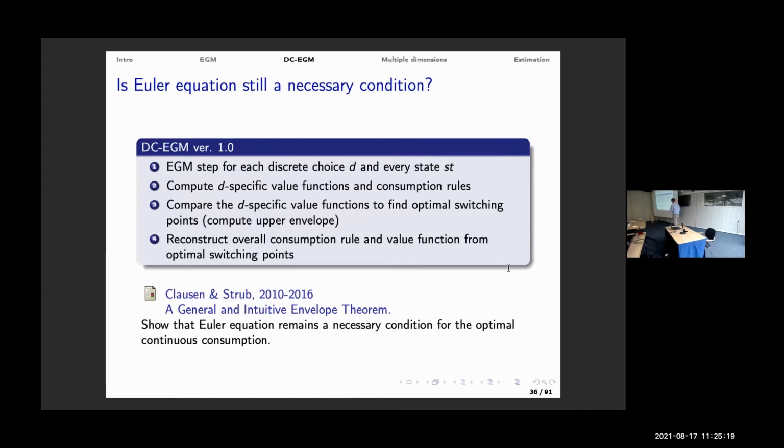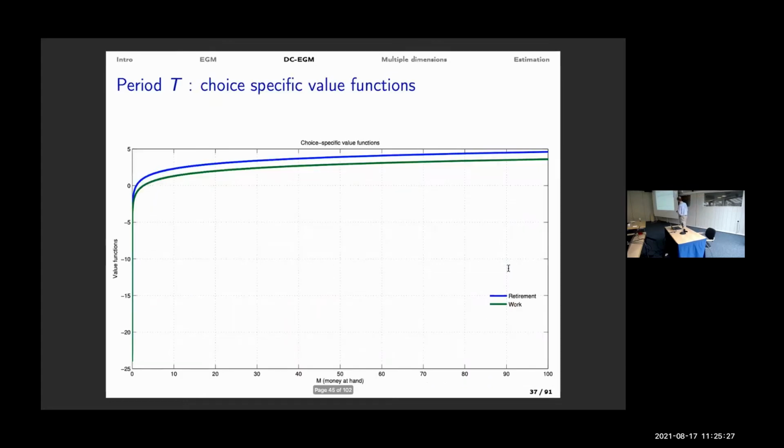The question here is whether the Euler equation is still a valid condition for optimality. The answer is yes, due to this paper. And let's just proceed, okay?